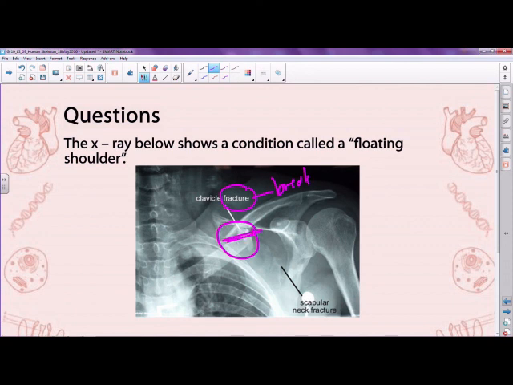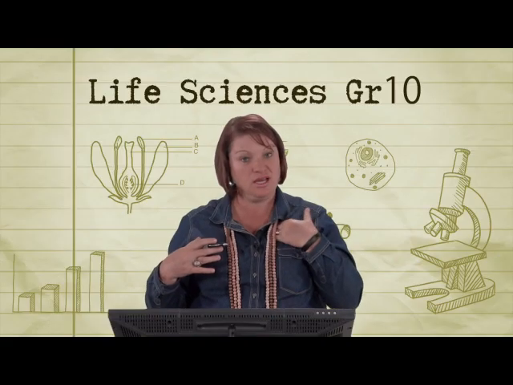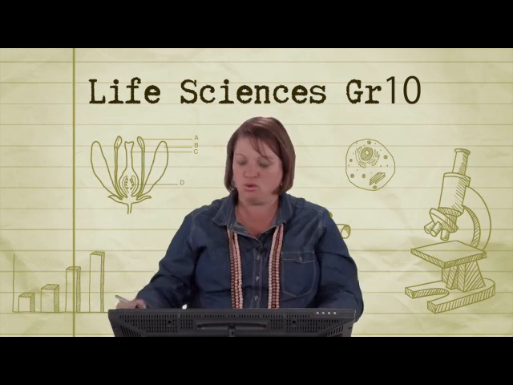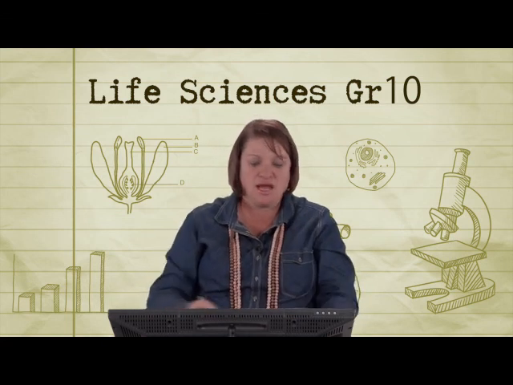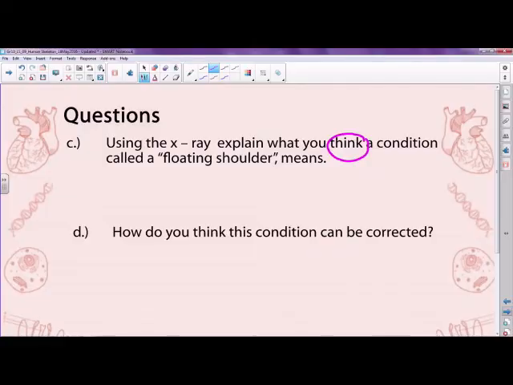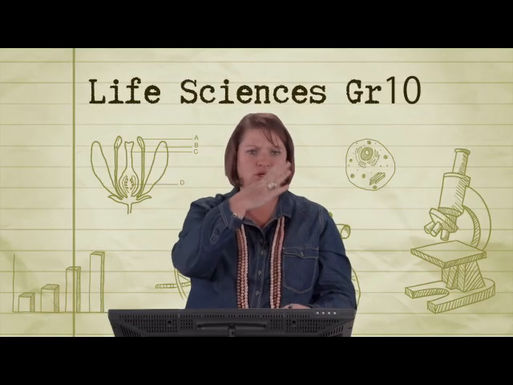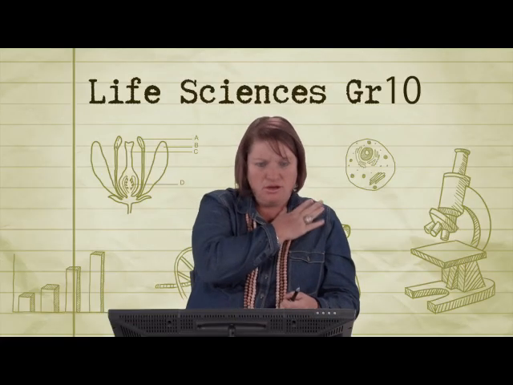There's a break. So what do you think a floating shoulder is? It's where the clavicle is broken, and the bones are floating here. They're not joined to the axial skeleton anymore. So that says there, fracture. Now it says, how do you think this condition can be corrected? Now I need you to think. It's over here, it's your clavicle. Am I going to put plaster of Paris over here?